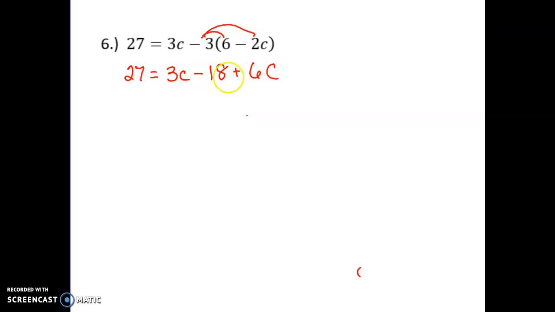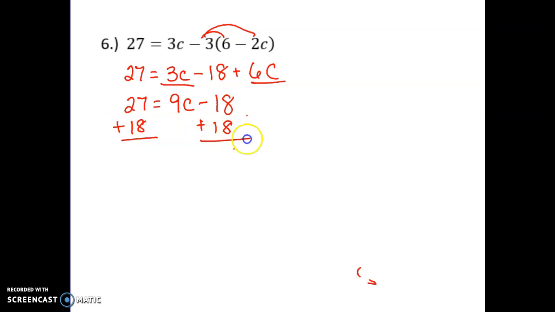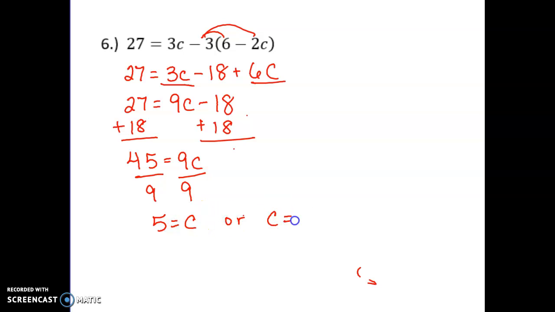I am then going to combine my like terms on the right side. So I got 9c minus 18. So I combined 3c and 6c. And then I'm going to bring the 18 to the other side. So in this case, my variable is on the right. That's fine. So I end up with 45 equals 9c. So when I divide both sides by 9, I end up with 5 is equal to c, or we can say c equals 5. Okay, so that is number 6.